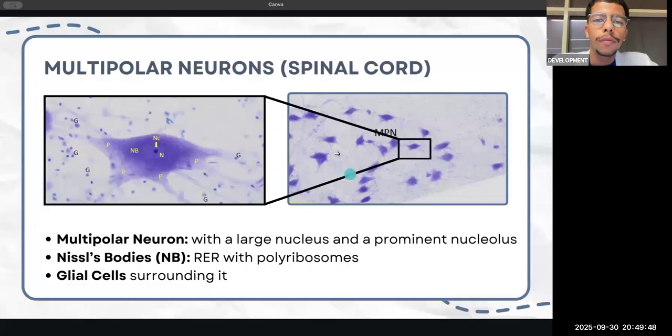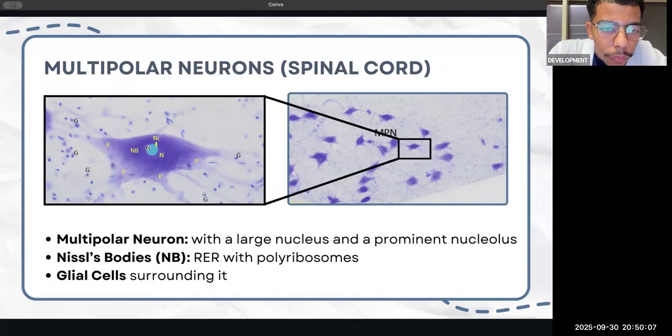Now for neurons. Okay, so our first type of neurons are called multipolar neurons. Now these are found where? In your spinal cord. Now multipolar, so it has what? More than one process. Okay, so 1, 2, 3, 4. And can you guys see here this dark dot in the middle? Now that is your nucleolus. It's not the nucleus.